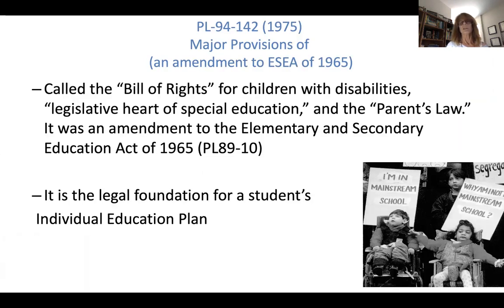Public Law 94-142 is the keystone and was enacted in 1973. It has been called the Bill of Rights for Children with Disabilities, and it's basically considered the legislative heart of special education. It came out of the civil rights movement of that era and was an amendment to Johnson's Elementary and Secondary Education Act of 1965. It is also the legal foundation for a student's individual education plan.